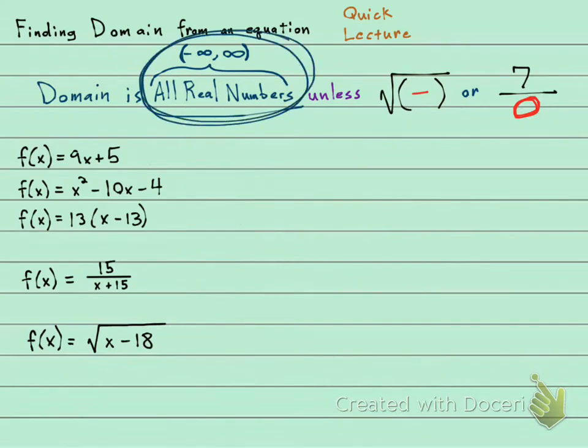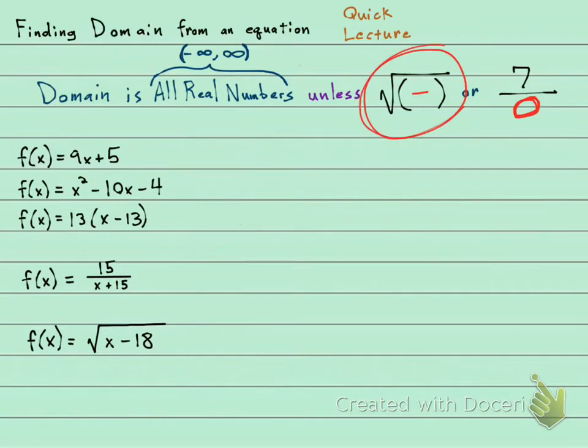Okay, and most of your answers are going to be all real numbers, which is negative infinity to infinity. But we have a few restrictions. One of them is that you can't have a negative under a radical. Okay, that's not a real number, it's an imaginary number. And you also cannot have a 0 in the denominator because we can't divide by 0. So if you don't see a radical, then it's going to be all real numbers. If you don't see a fraction, then it's going to be all real numbers. If you don't see either one of these two, it will be all real numbers.